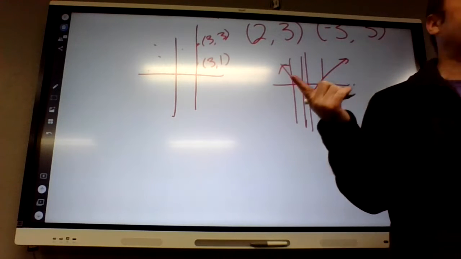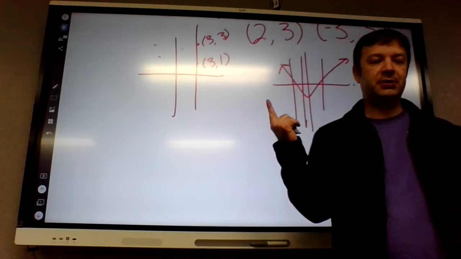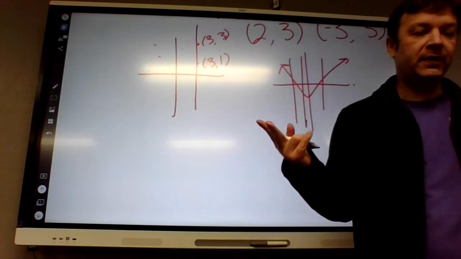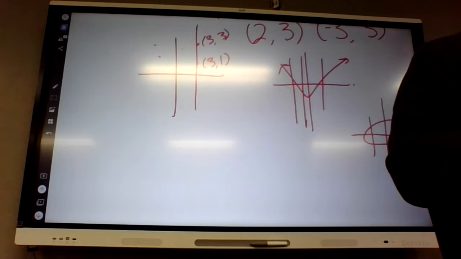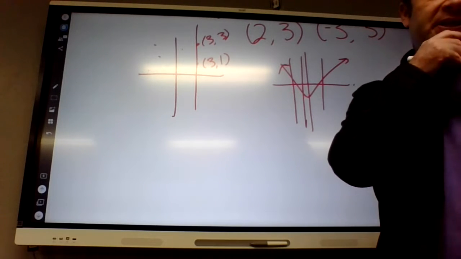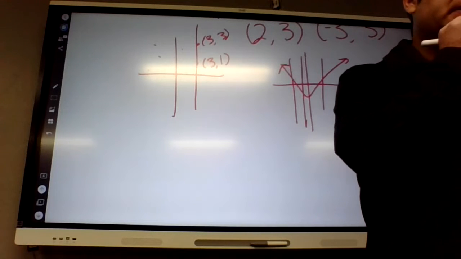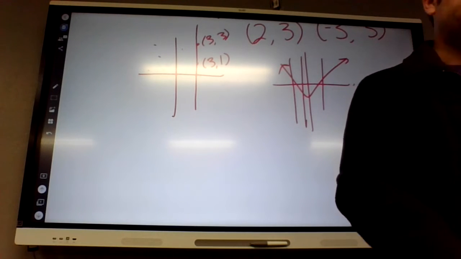And what did domain mean yesterday? X values, and the range meant Y values. Okay, so on number 1, it's just yes or no. Is that a function? Yes. It passes the vertical line test.